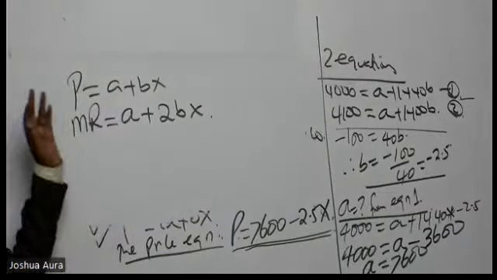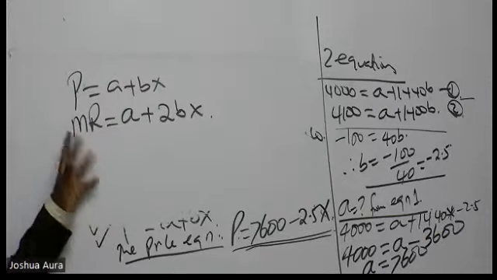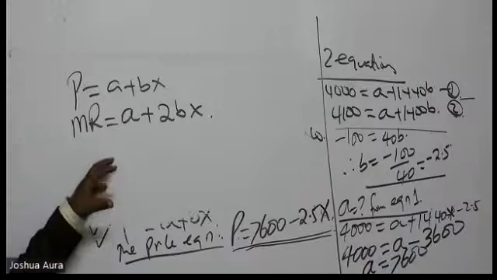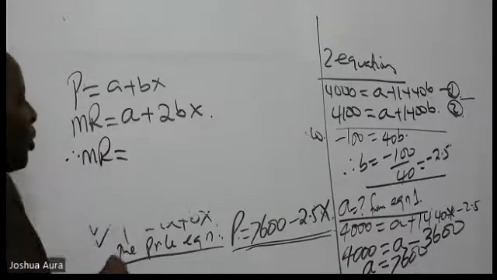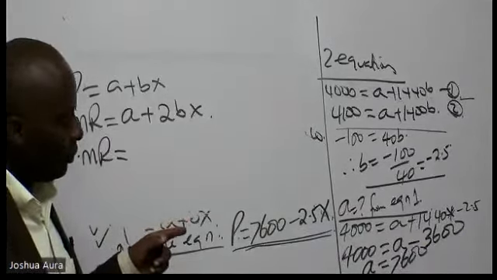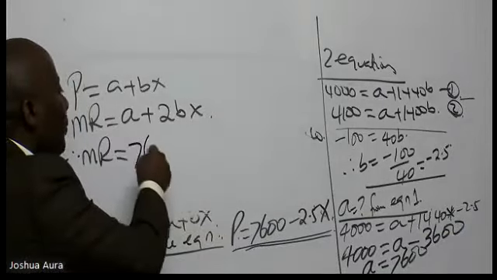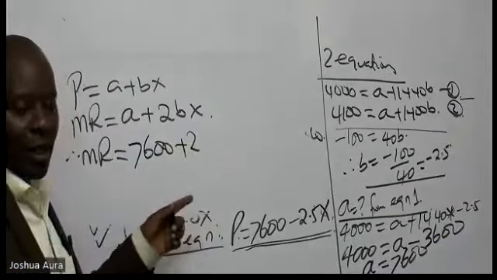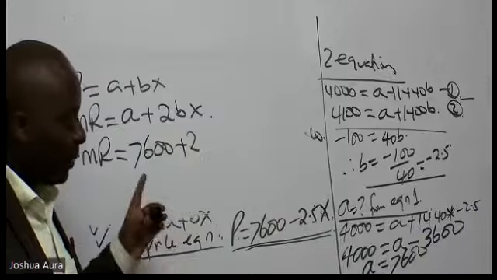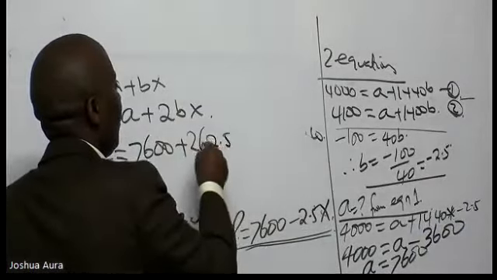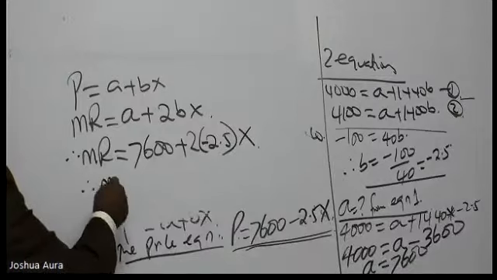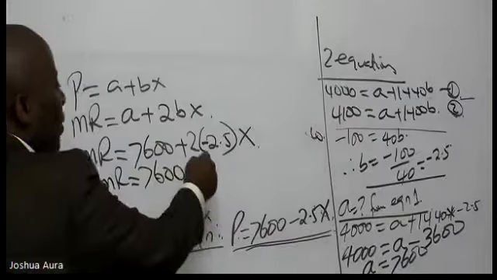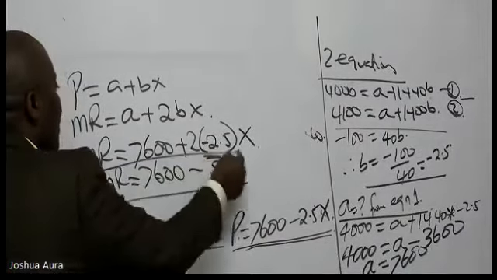In my class, I must have told you that if price is A plus BX, then always for marginal revenue you can take this shortcut where you say marginal revenue is A plus 2BX. Now listen, in this question, do we know what our A is? 7,600, isn't it? Plus 2, do we know the value of B? Minus 2.5. Then of course, X, we don't know X. So my marginal revenue will end up being 7,600 minus 5X.